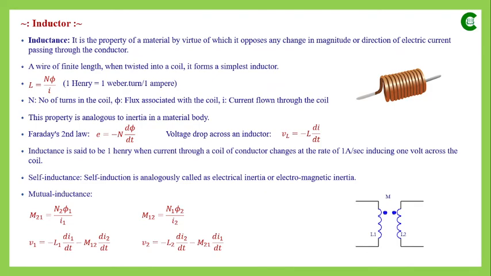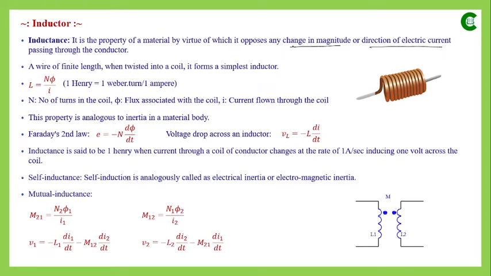This inductor is an AC component, and the property that we have seen in case of inductor is called inductance. Inductance is the property of a material, we know, by virtue of which it opposes any change in magnitude or direction of electric current passing through that conductor. So it again works as opposition towards the current, but this time it is not the current directly, rather it is the change in magnitude or direction of electrical current.